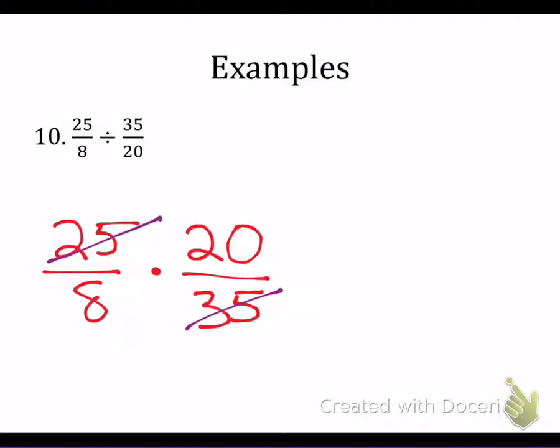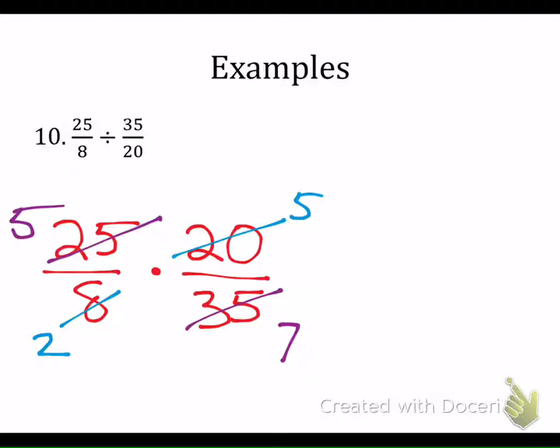25 and 35 can become 5 and 7. 8 and 20 gonna be 10 and 4. Two and 5. 10 and 4 works. If you divide them both by 2, you'd get a 10 and a 4. But 2 goes into both of those numbers as well. So you could do it again, or you could just go straight to dividing them both by 4, because 4 is the greatest common factor.